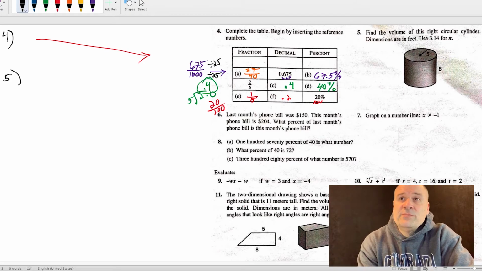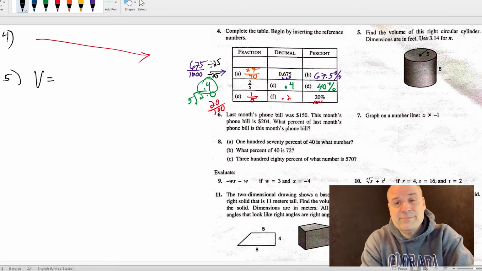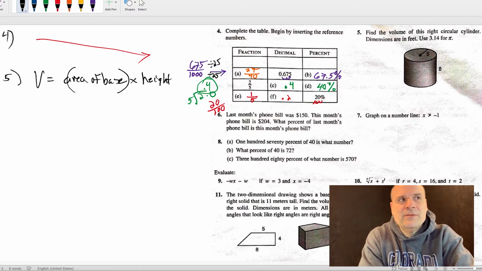Finding the volume of a right circular cylinder. Volume of any cylinder or any prism really is just area of base times the height. Okay, well, how do you find the area of the base? Well, the base is a circle. So how do you find the area of a circle? That's right, pi r squared times h, which is 8.